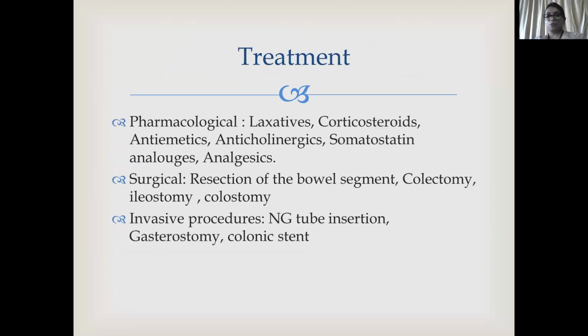So treatment, most of you already answered these. You told me about laxatives, corticosteroids, antiemetics, anticholinergics, somatostatin analogs. These are anti-secretory agents. Somatostatin analogs are used to decrease the bowel secretions, and thereby decrease vomiting. Analgesics, again, we talked about it. There is also surgical treatment. There are also invasive procedures like NG tube insertion, gastrostomy, and colonic stent.